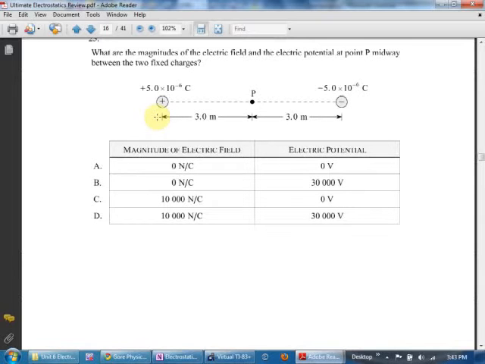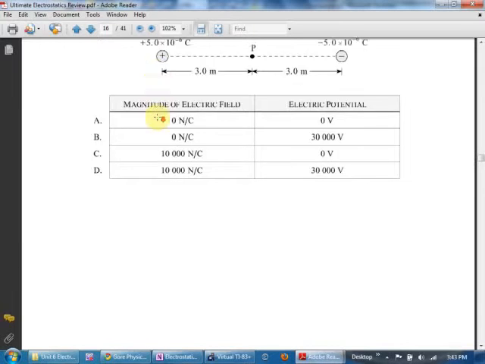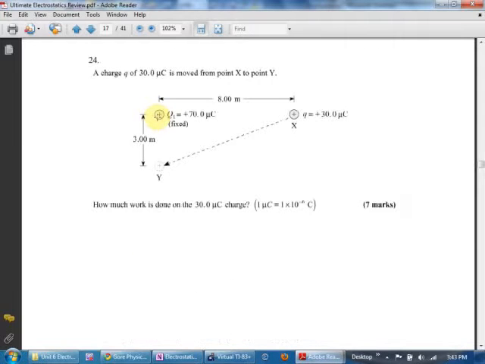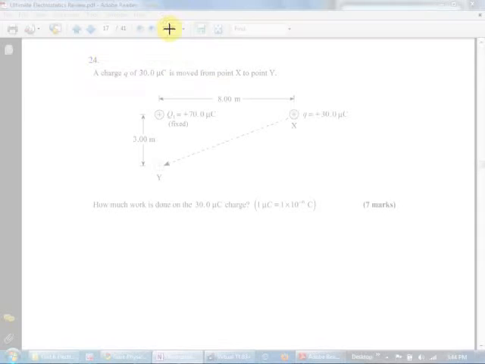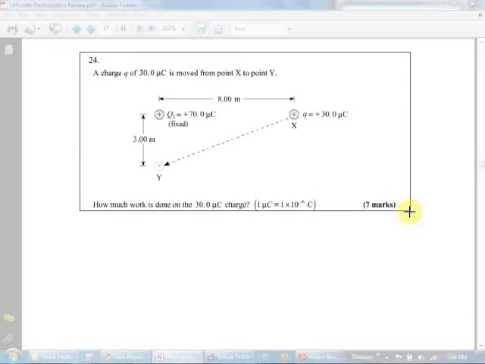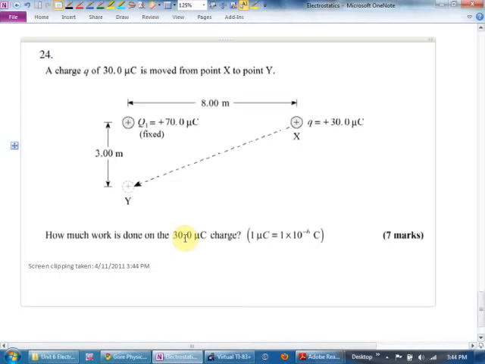That will be a multiple choice as well. Let's do 24. A charge of 30 microcoulombs is moved from point X to point Y. How much work is done?